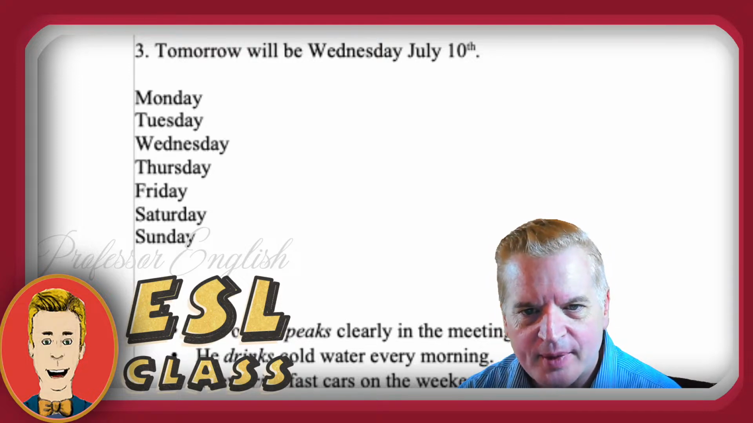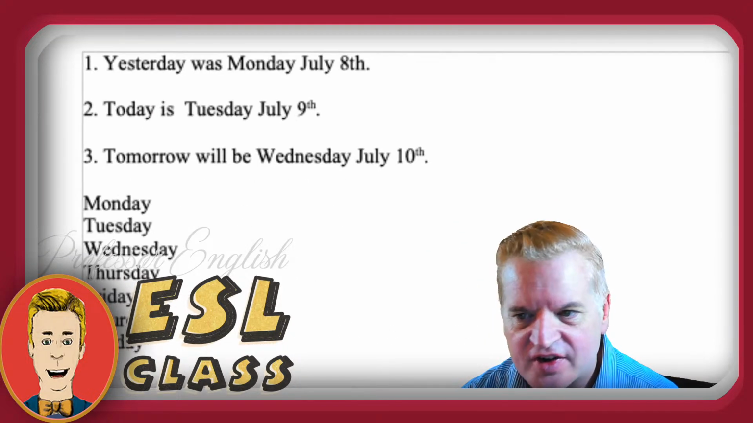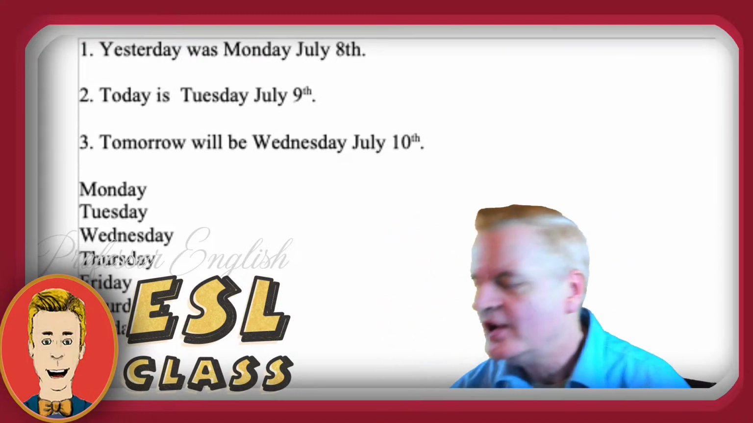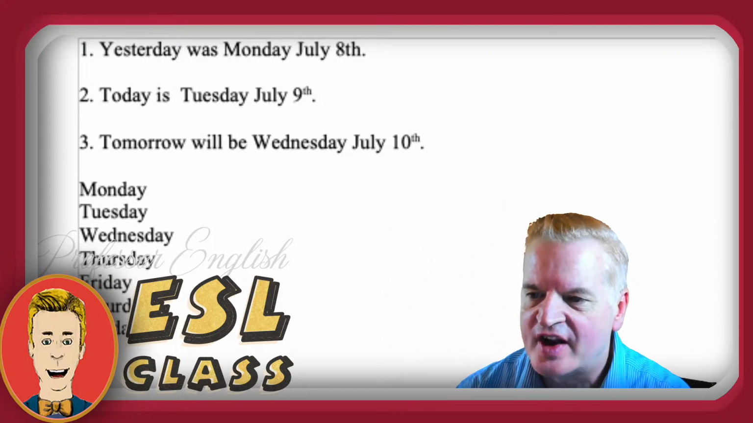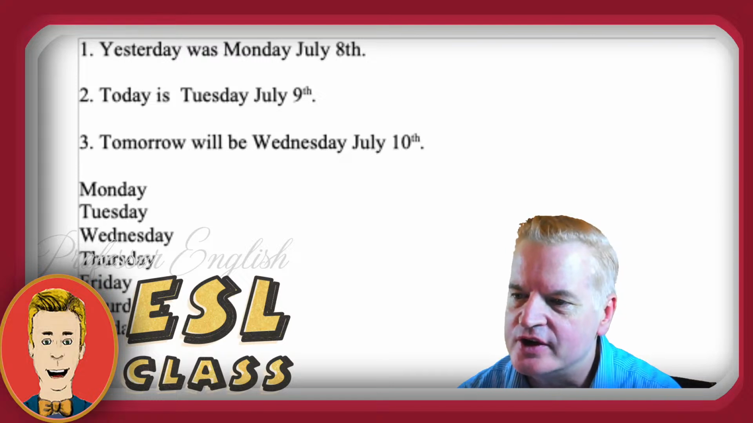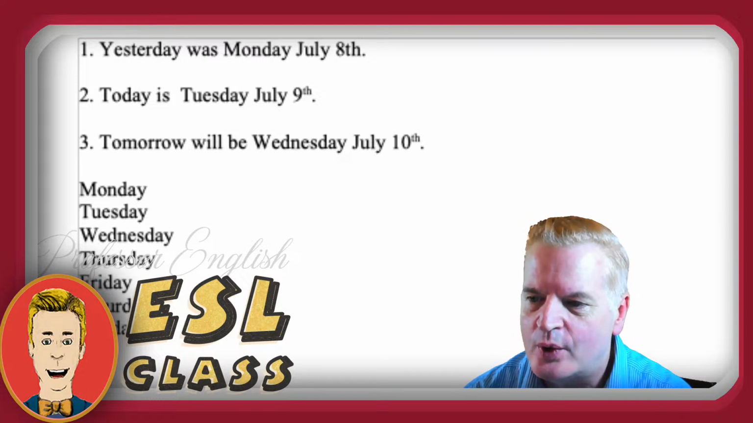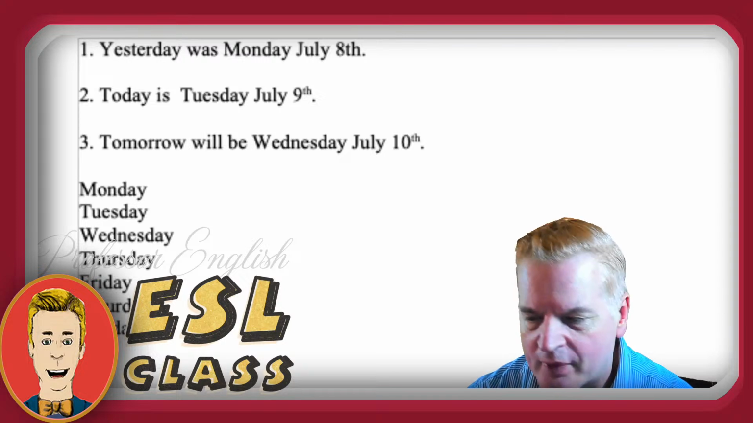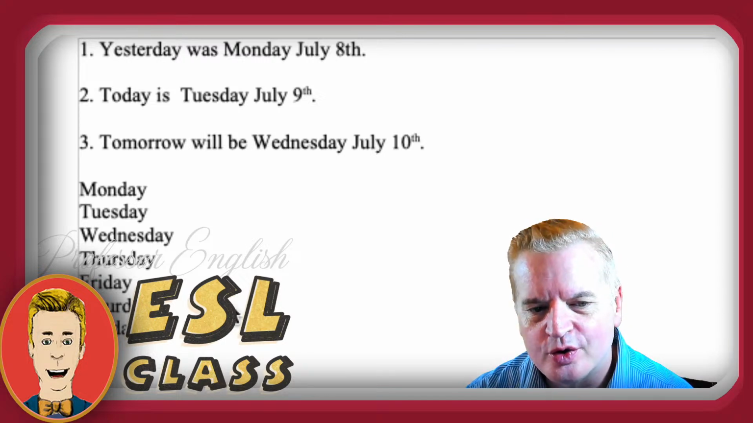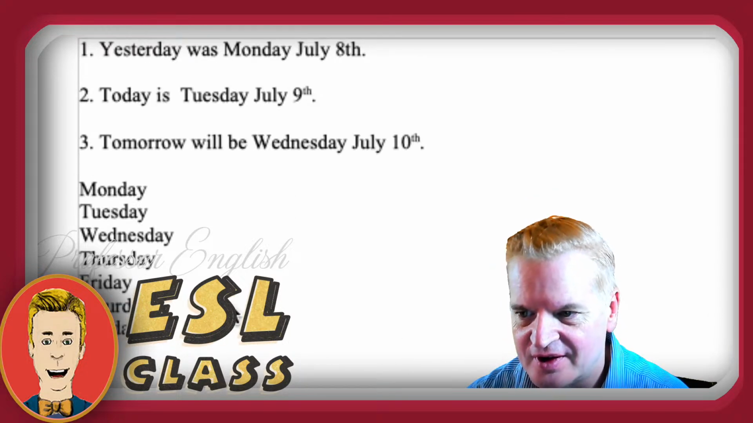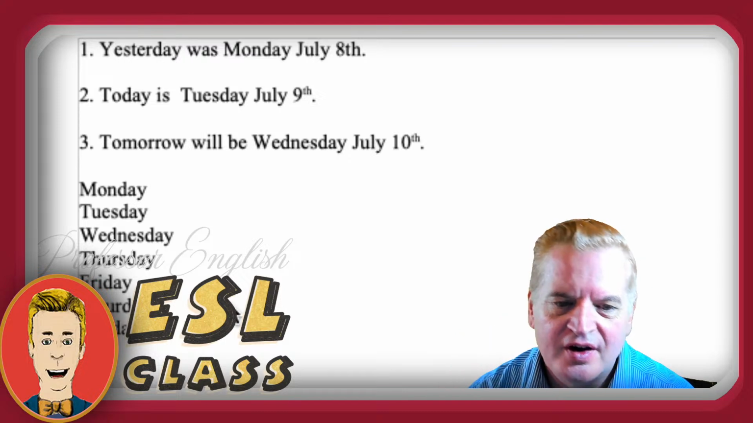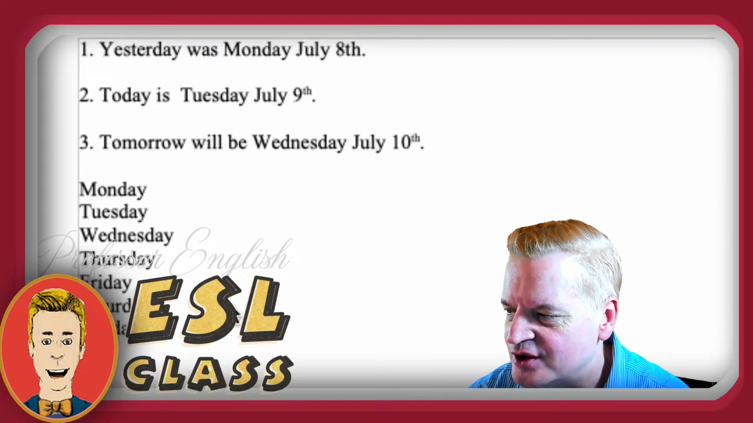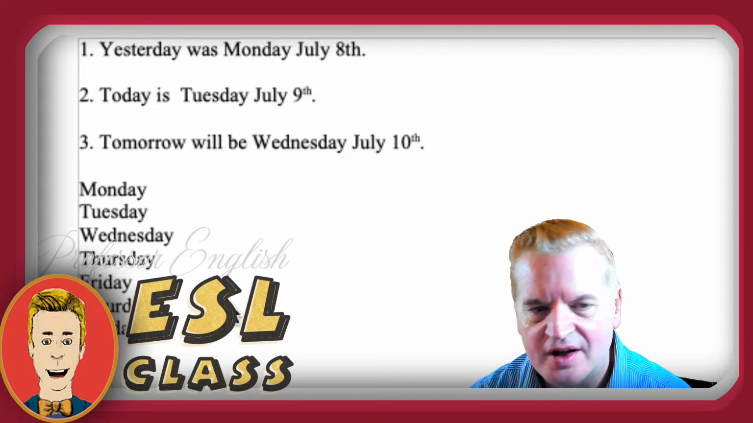Today we are doing basic English class number 7. We are going to practice accuracy. We are going to practice making questions and giving negative answers in English. We are going to practice pronunciation. We're going to practice listening comprehension, and we're going to practice intonation, basic intonation.